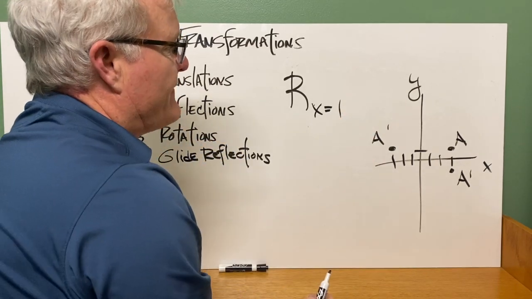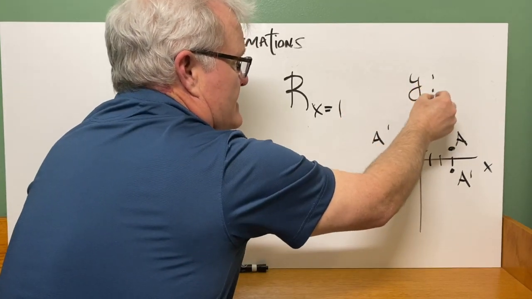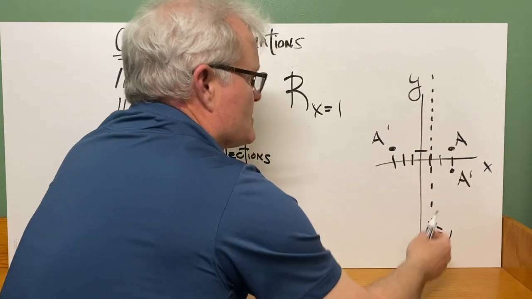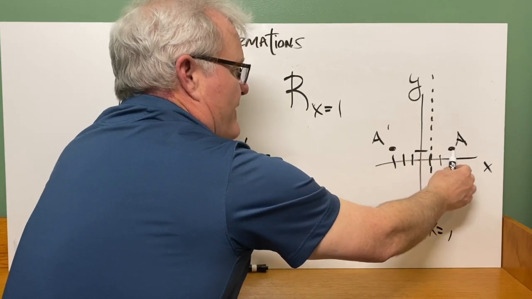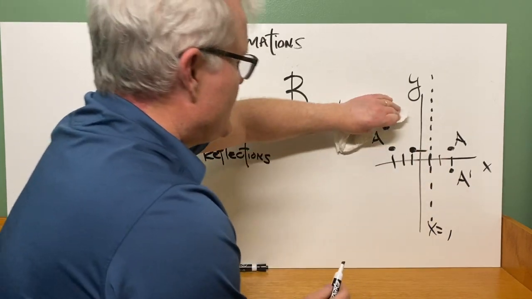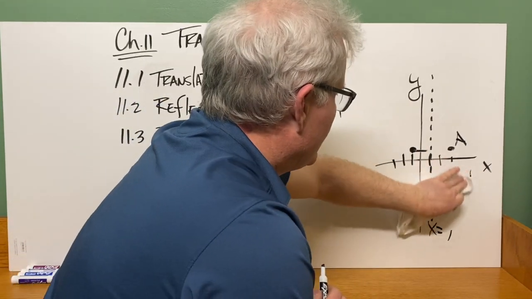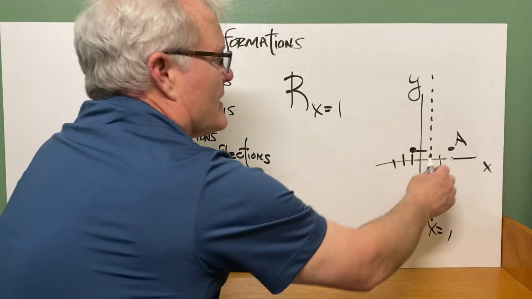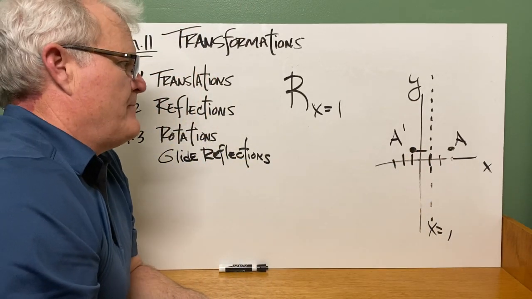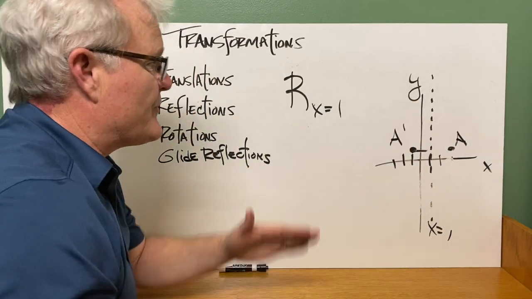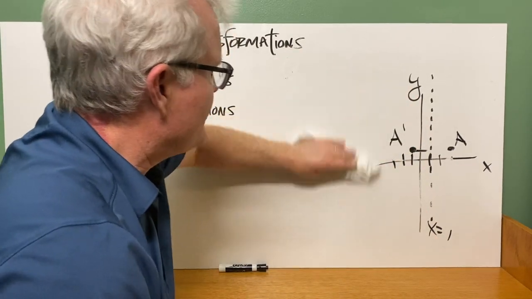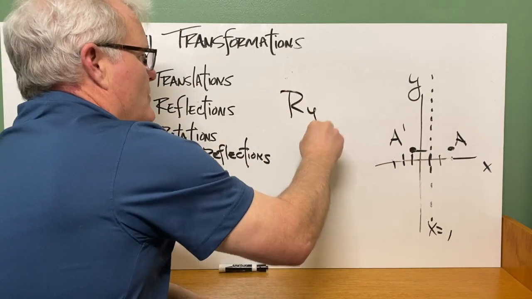You could reflect it in a line, let's say x is equal to, how about x is equal to 1? If x is equal to 1, remember x equals, guys, is a vertical line. X equals is always vertical. So if x equals 1, notice how A, if I fold it over that line, is 2 to the right, so it's going to go over 2 to the left. So its new image here, guys, would be the point -1, 1, your A prime. And also, if you reflect in a y equals, it's just going to be a horizontal line, and you flip it up or down.